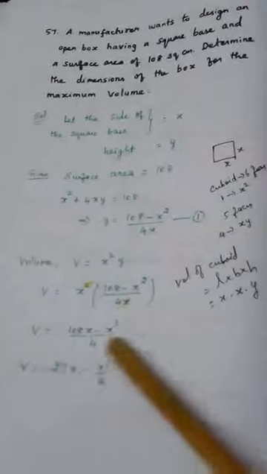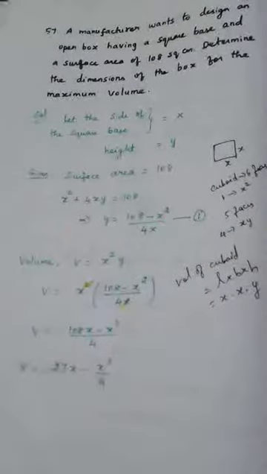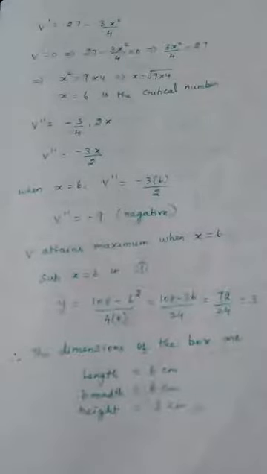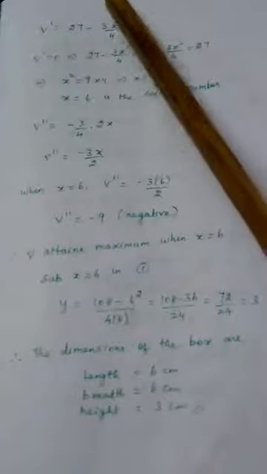So you will get this. Split this as 2 terms. Volume V is equal to 27x minus x cube by 4. So this is the volume. We want this to be maximum, so differentiate this. V dash of x. The first differentiation: 27x becomes 27, and x cube by 4, if I differentiate x cube, gives 3x square by 4. Put equal to 0.